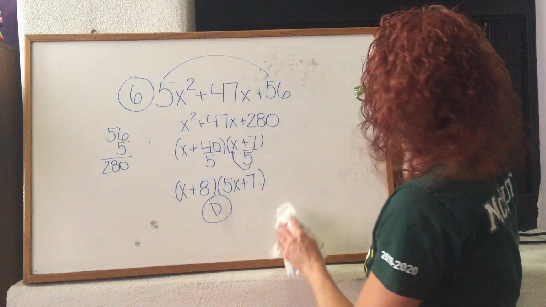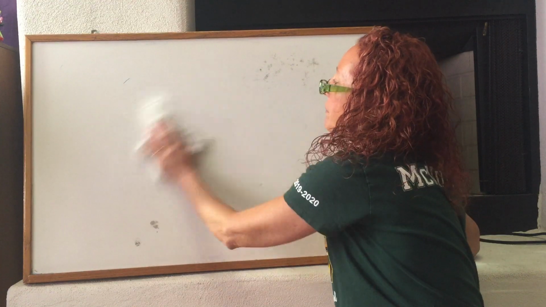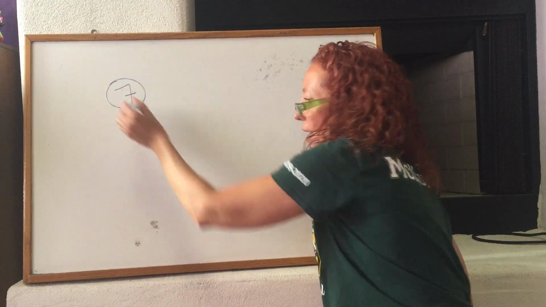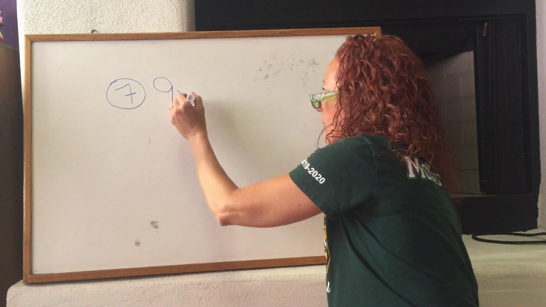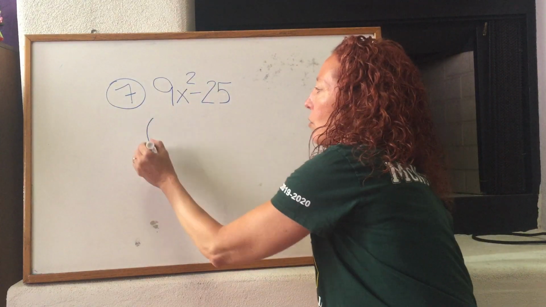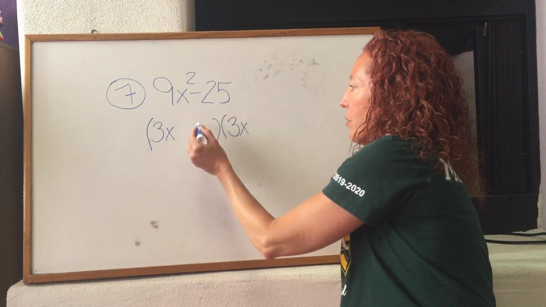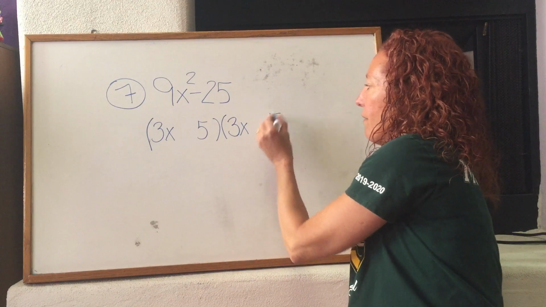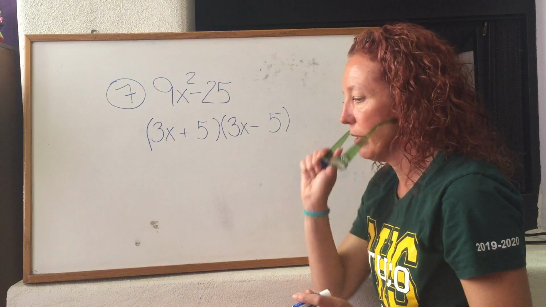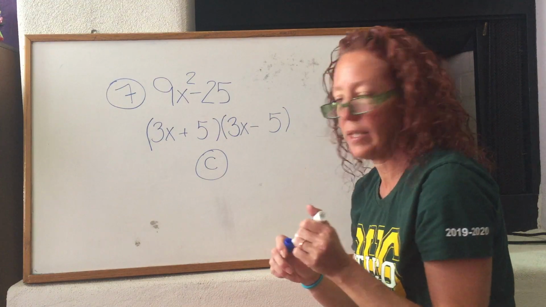Number 7 is a real quick factoring. You see you have two perfect squares with a negative sign in between them. So this one should go pretty quickly for that a plus b, a minus b pattern. So 9x squared minus 25. The square root of 9 is 3, so we have 3x and 3x. The square root of 25 is 5, so we have 5 and 5. One is positive, one is negative, and so it appears as if C is our best choice.